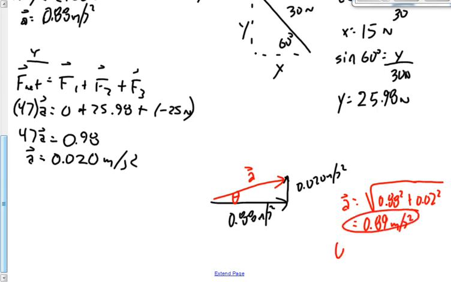And the angle would be the inverse tan of opposite over adjacent. 0.02 over 0.88, which is going to be a pretty small number, right? What is that? 1.3 degrees, and it would be north of east. 1.3 degrees north of east. Good? How many people got that?